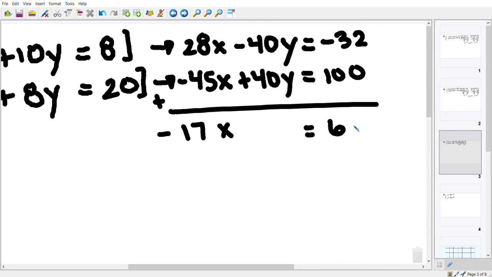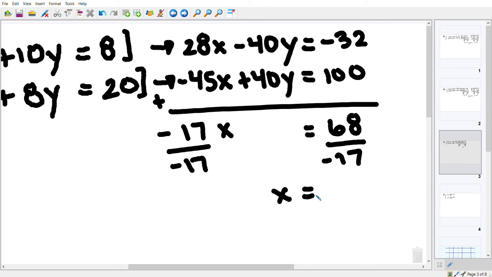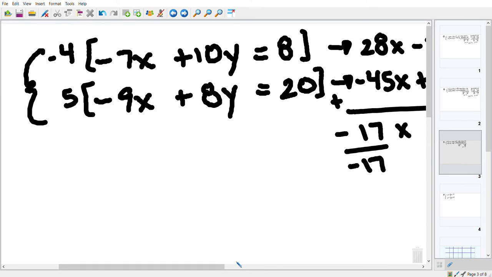That should be a 68. Divide by negative 17. X is equal to, well, it's going to be negative 4. So now that I have my first answer, I'm going to go ahead and compare the two equations and choose the better one.